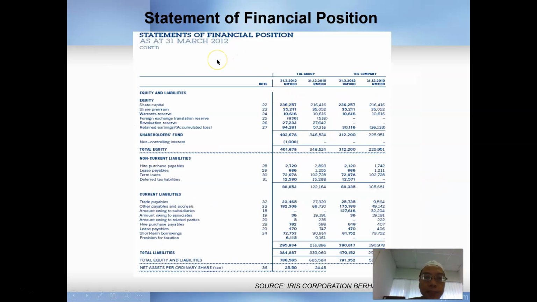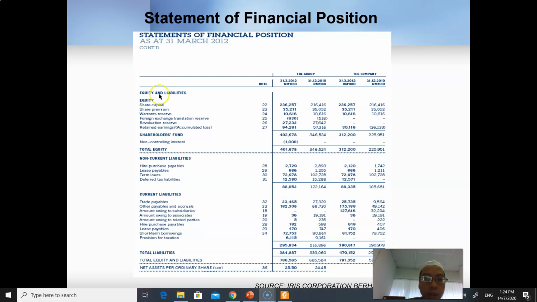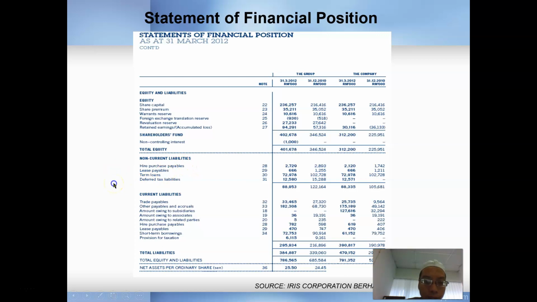This is the remaining part of the statement of financial position of Iris Corporation. So we can see the equity section as well as the liabilities, and you can see that in the liabilities there are the current liabilities as well as the non-current liabilities.